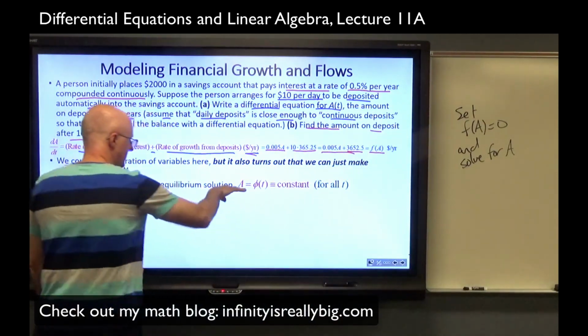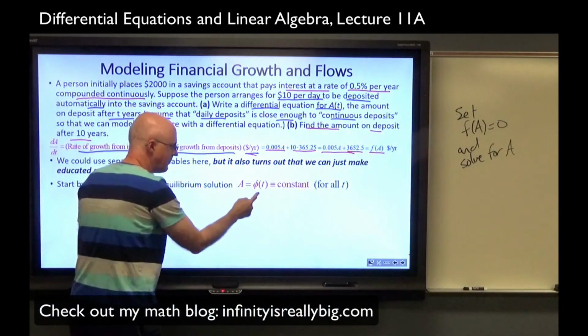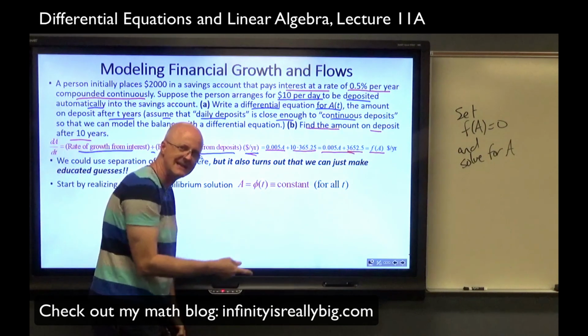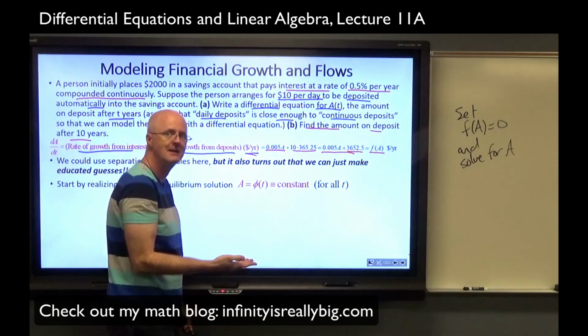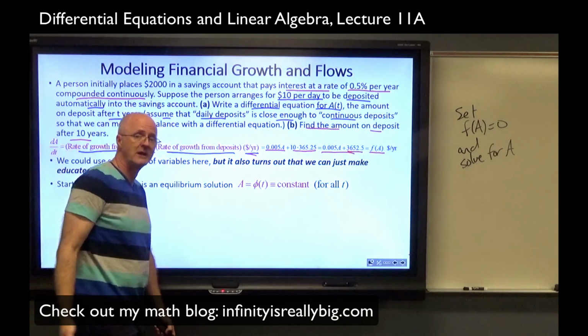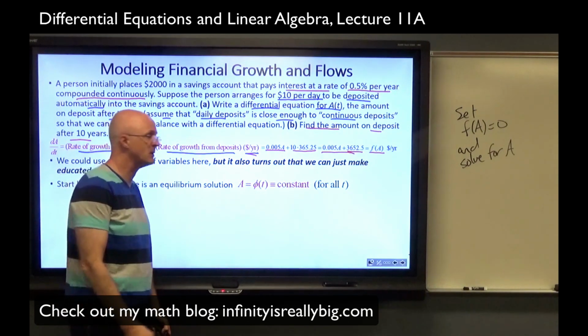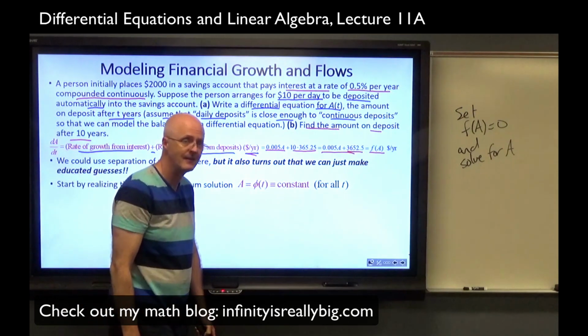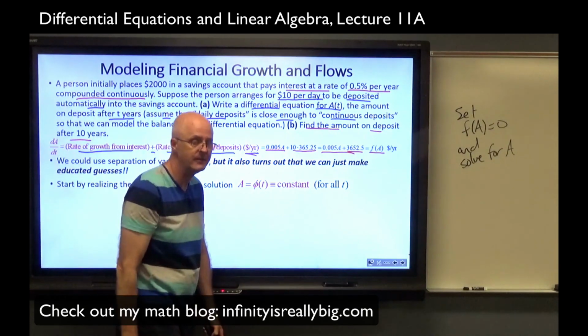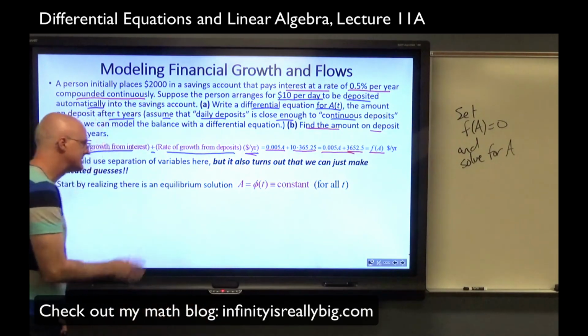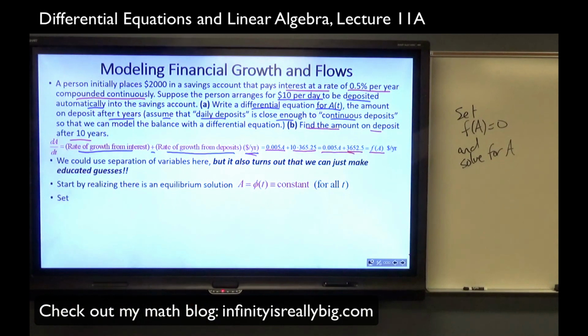We're looking for an equilibrium solution. A is a constant for all t. I'm putting the extra phi of t in there to emphasize this really is a function of t. In our book by Blanchard, Devaney, and Hall, the Differential Equations book, they never put phis of t in there. They just call this a or a of t even. It's a constant function. I just want to emphasize that here.